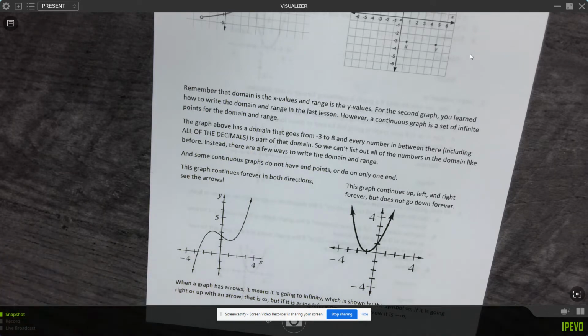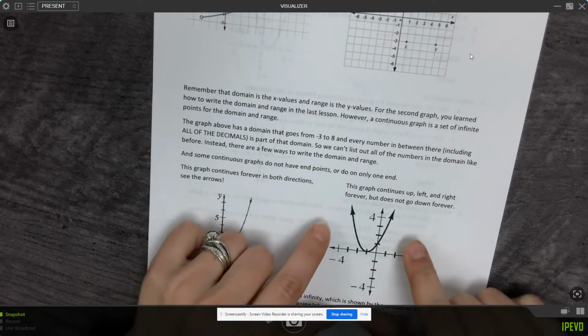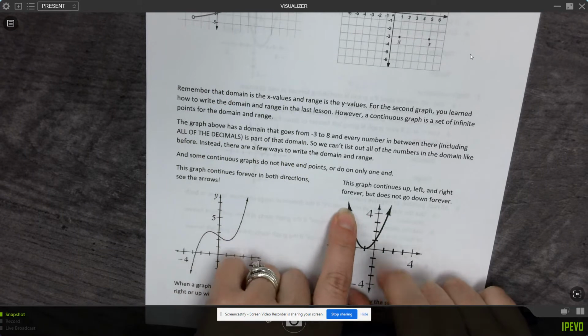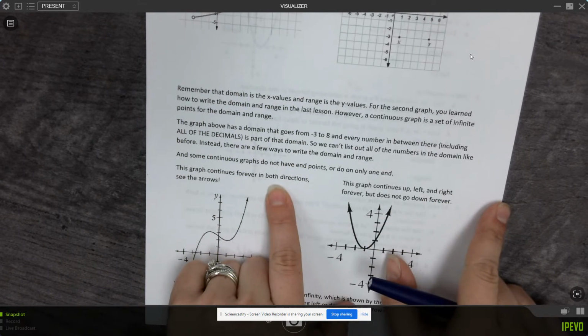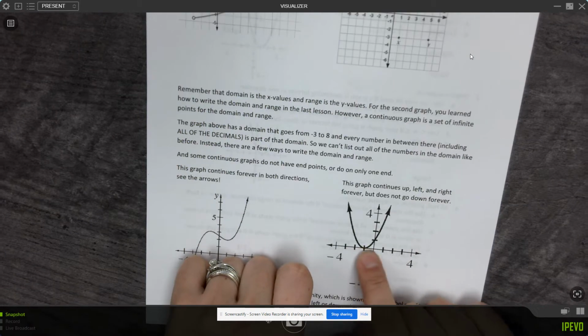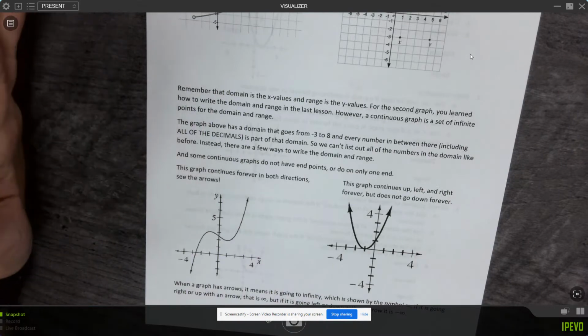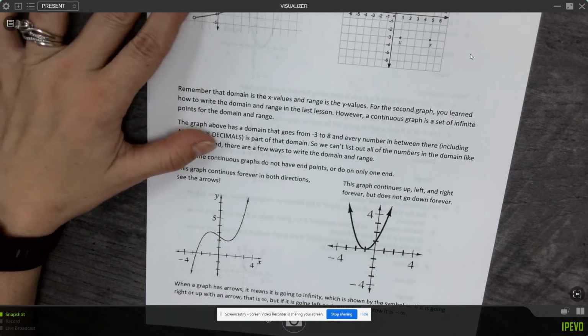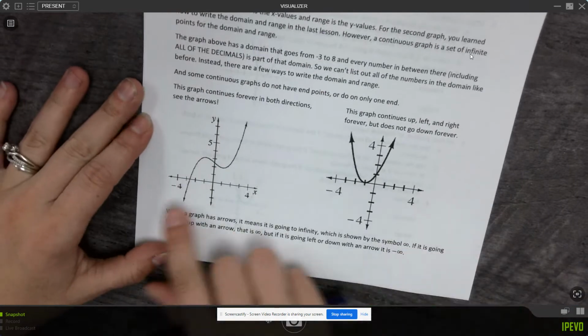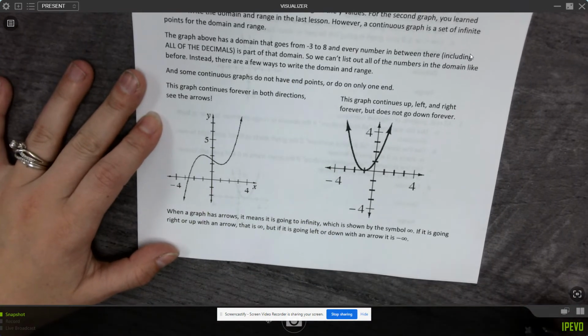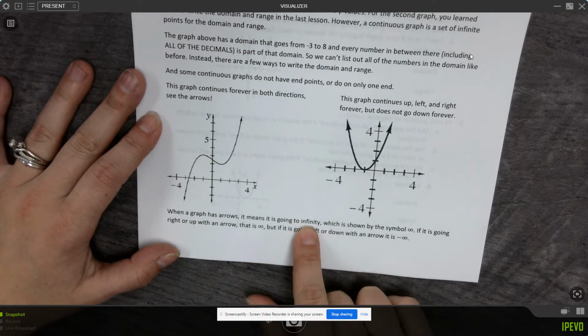Those arrows mean that they are continuing forever and ever. However, when I look here, this graph is continuing left and right forever. But it's only going down to here and going up forever. All right, so those are also differences. When we have a graph that has arrows on it, in either of these examples, depending on what I'm talking about, your domain or your range, but if it has arrows in the direction you're focusing on, domain is left to right and range is down to up, then that means it's going to infinity.